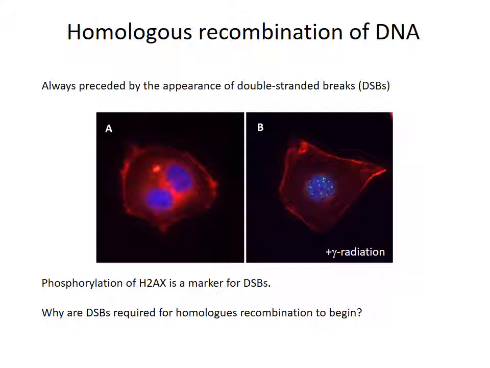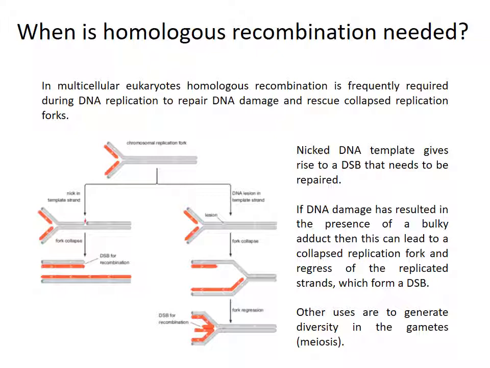So why then are double strand breaks required for homologous recombination to begin? Let's have a think about what's actually going on when a double strand break event occurs in the DNA. There are a number of reasons why double strand breaks occur in our DNA, but probably the major reason is DNA replication errors.